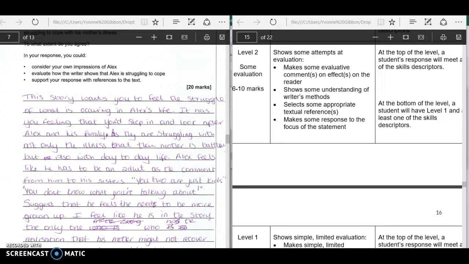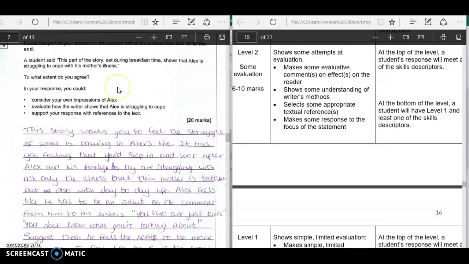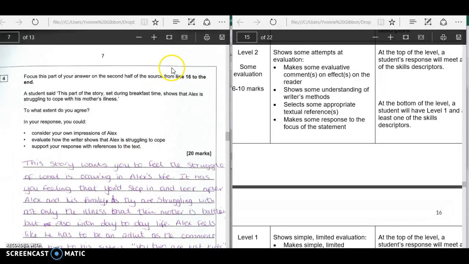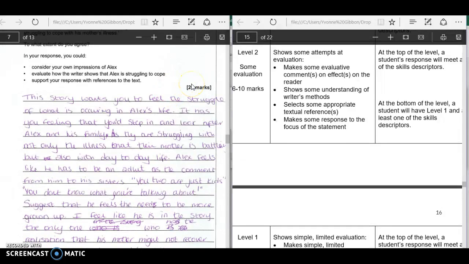Moving on to question 4, where you've been asked to what extent do you agree with the statement that this part of the story set during breakfast time shows Alex is struggling to cope with his mother's illness? And it says focus this part of your answer on the second half of the source from line 16 to the end. So it's from where he goes down to breakfast.